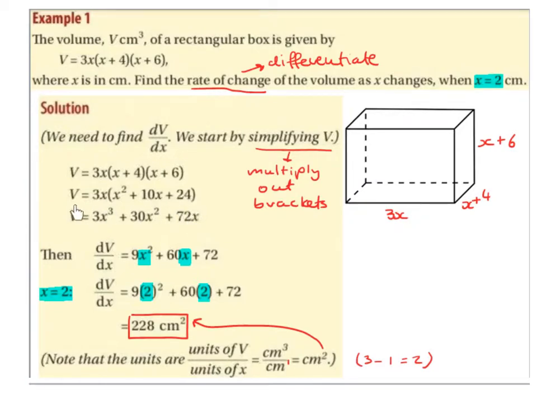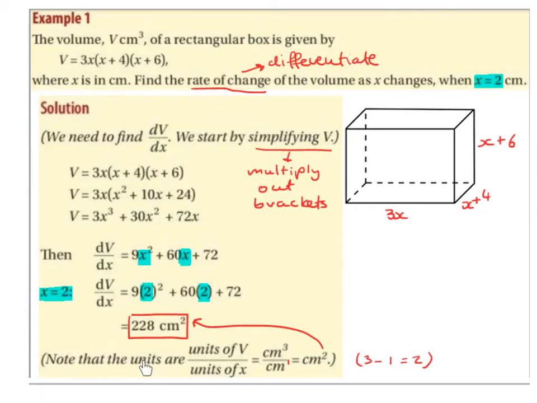So now we've simplified the volume, we want to differentiate it. The derivative dV dx equals 9x squared, because 3x cubed differentiates to 9x squared, plus 60x, because 30x squared differentiates to 60x, plus 72, because 72x differentiates to 72. So now we have the derivative. We're interested where x is equal to 2, so we swap each of those x's for 2 with brackets. So we have 9 times 2 squared plus 60 times 2 plus 72, which is 228 centimeters squared.